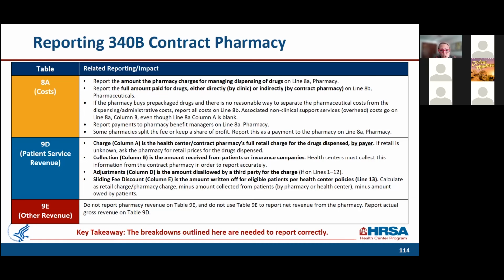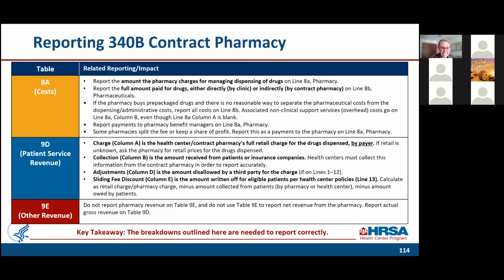Adjustments, reported in column D, is the amount disallowed by third party for the charge, if on lines 1 through 12. Then the sliding fee discount, column E, is the amount written off for eligible patients per the health center policies in line 13. And that you would calculate as retail charge or pharmacy charge minus the amount that's collected from the patients and minus the amount owed by the patients.